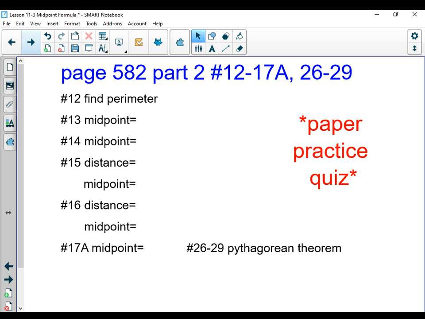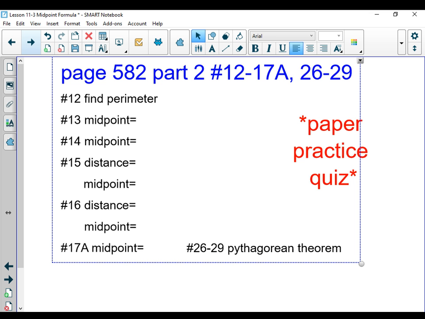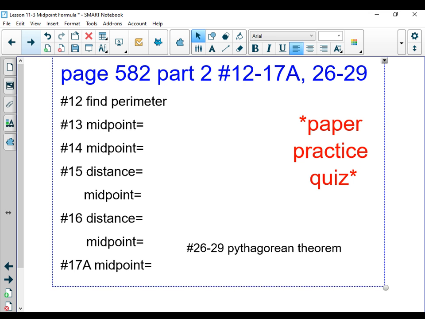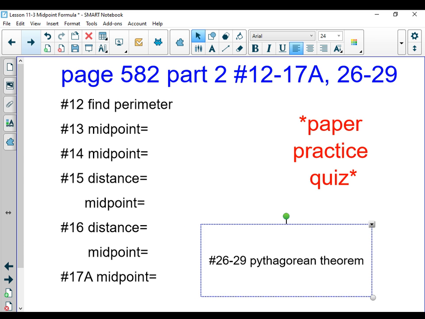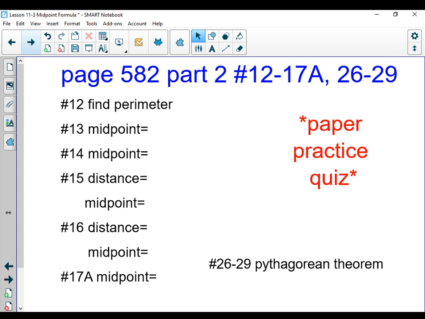When you opened page 582, it should look familiar because it was actually part 1 on Monday. The directions when I read it weren't super clear. What's the A? Is that just because it's like an A and a B and you want it to be only A? Yep.